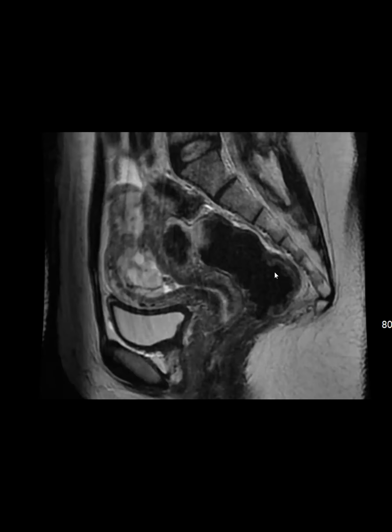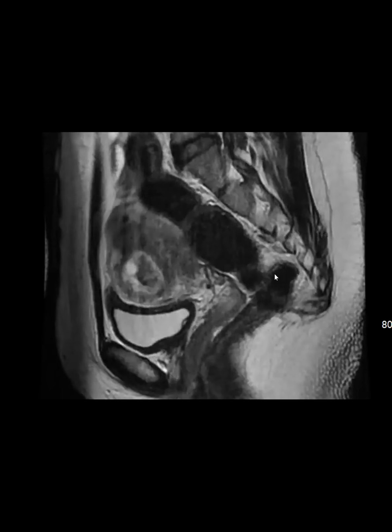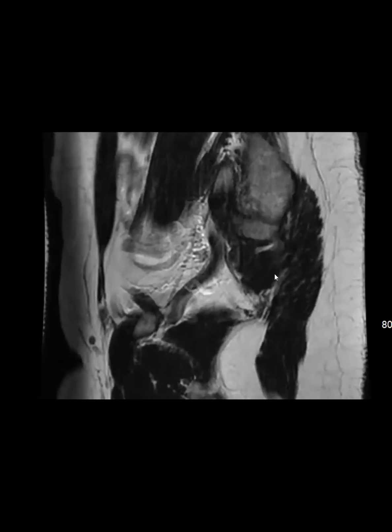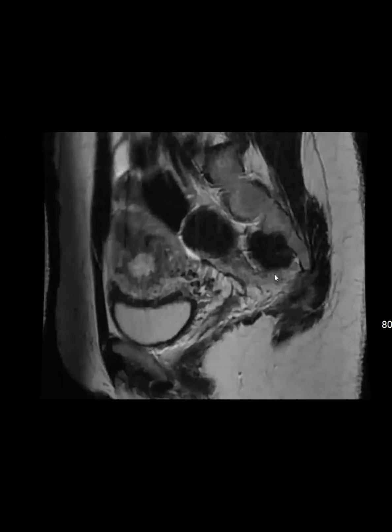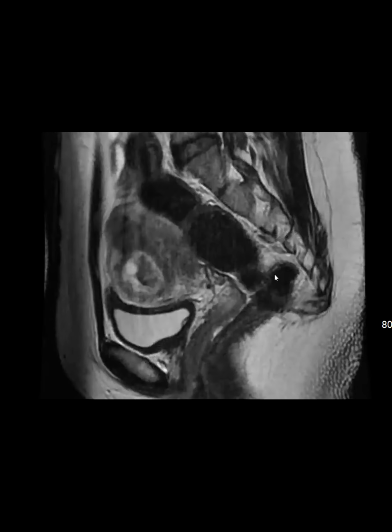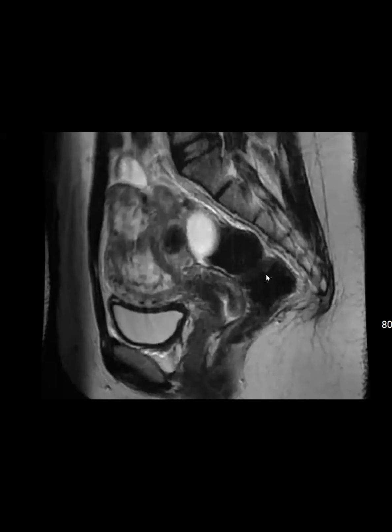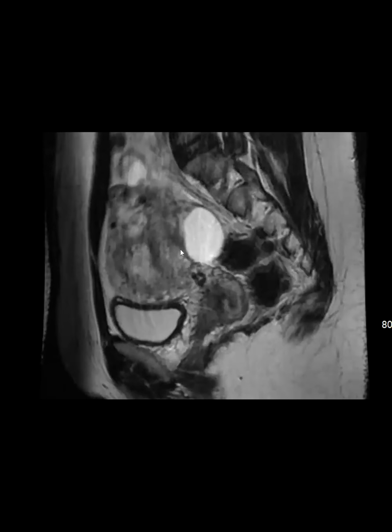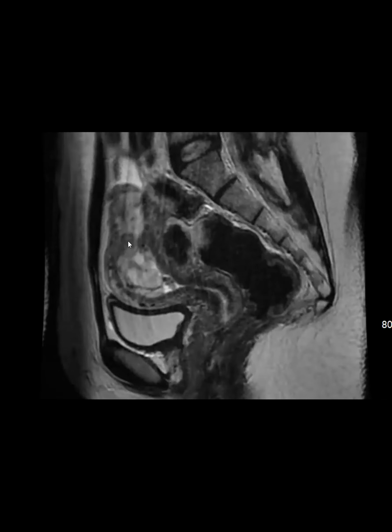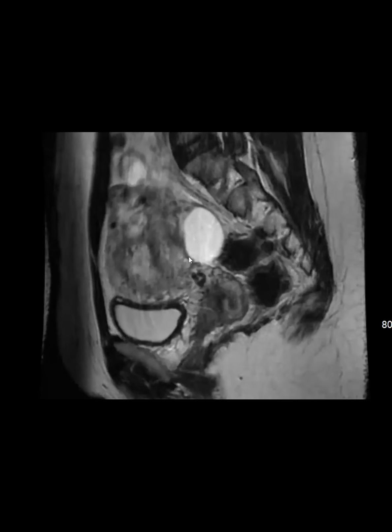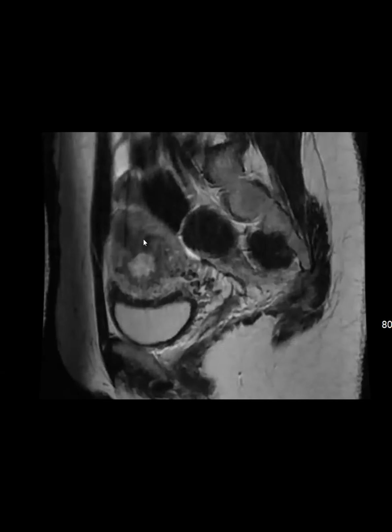So I'm going to go through these sequences serially, starting with the T2 sagittal, as we start reading our routine pelvic MRs. So I'm scrolling from one side to the other. There is a fibroid in the posterior myometrium. The endometrial cavity is distended. There are heterogeneous contents within the endometrial cavity. There is a structure here, which is also predominantly hyperintense on T2 weighted images.